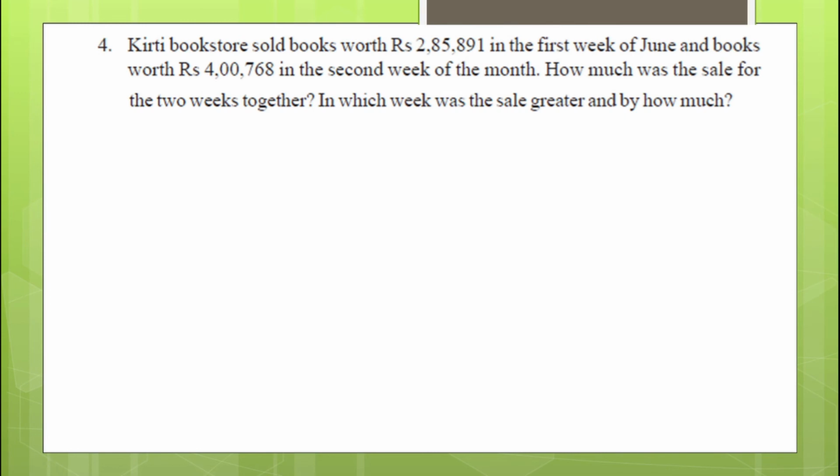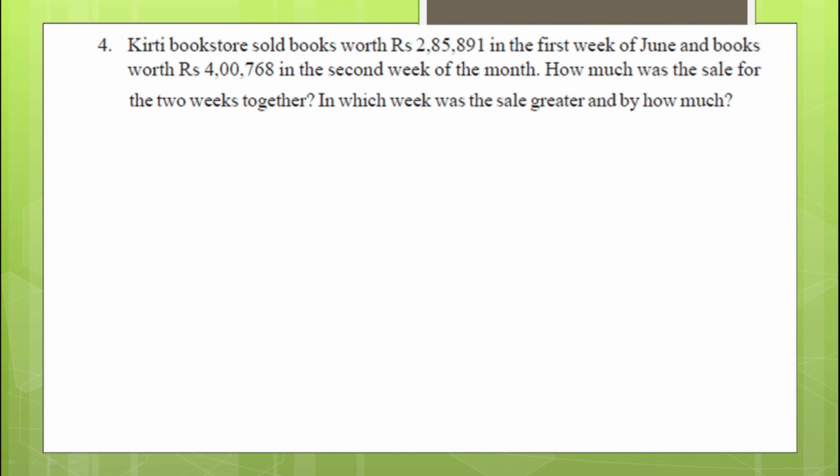Then fourth question. Kirti bookstore sold books worth rupees 2,85,891 in the first week of June and books worth rupees 4,768 in the second week of the month. How much was the sale for the 2 weeks together? In which week was the sale greater and by how much? So in this question the sale of the first week and second week of June is given, and we have to find out the sale for the 2 weeks together, right?